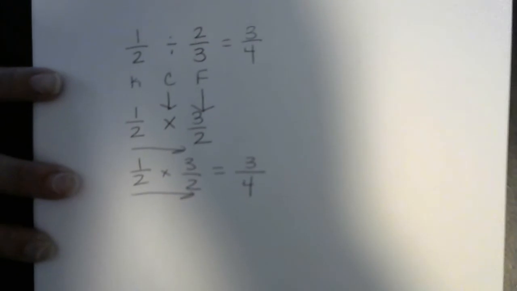And now we're going to multiply straight across. 1 times 3 is 3. 2 times 2 is 4. So the answer to our problem is 3/4. That's our quotient. Now, guys, if you get one where you are dividing 3 and 1/2 divided by 2/3, then we're simply going to rename our mixed number to an improper fraction.